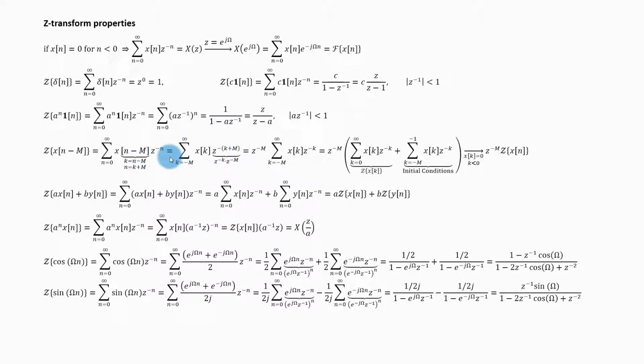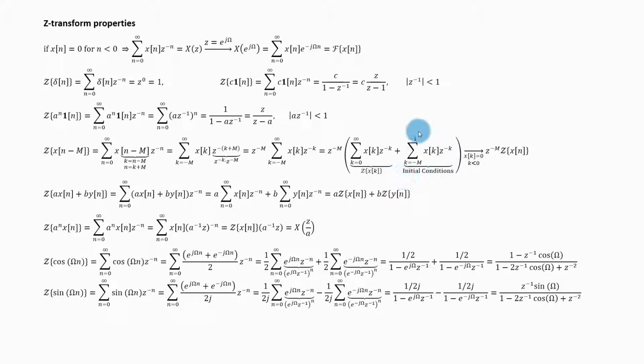In this expression, I can split it into these two expressions, and I can extract this expression in front of the sum, which will give me this. Here, I will break this sum into these two sums. The first sum will contain the positive values of k, and the second sum will contain the negative values of k. And this first sum is actually just the z transform of my signal x without the time shift.